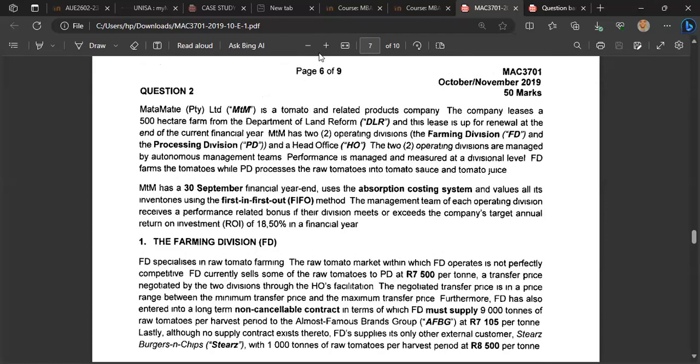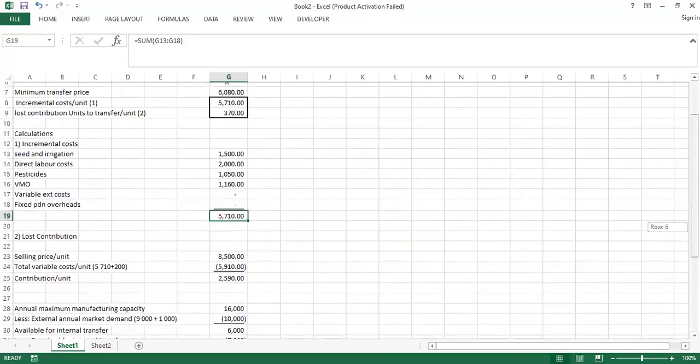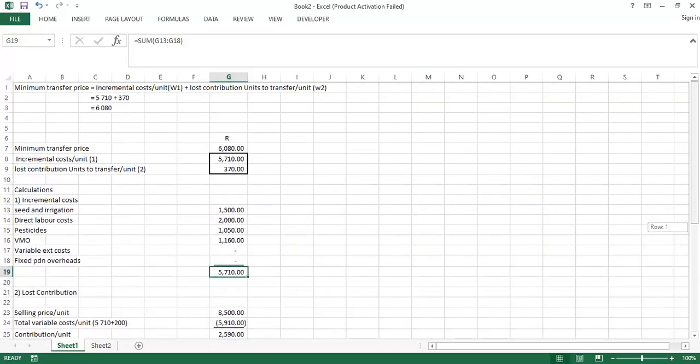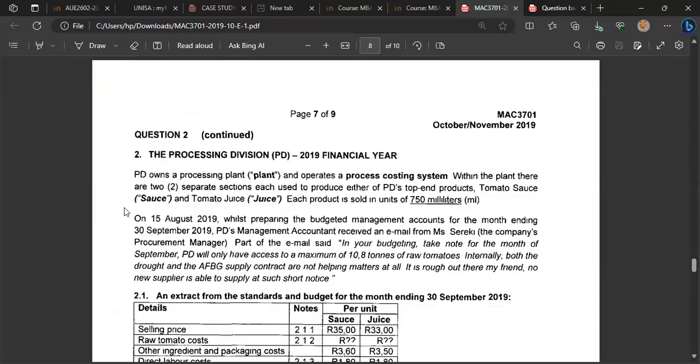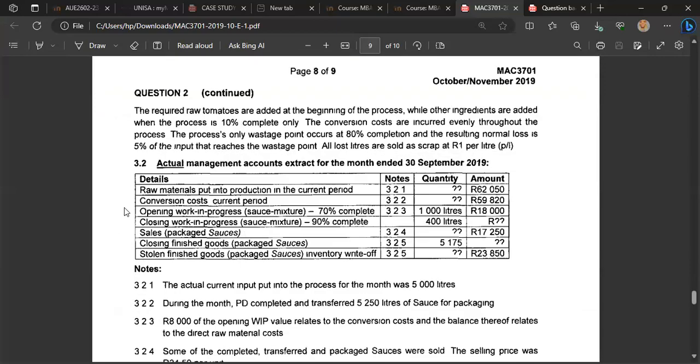So 7,500. Let's have a look at that in relation to our calculation here. Right. So the minimum transfer price will be 608, right? And then they are transferring this at 7,500. So is it fair or not? Let's see fair to whom.